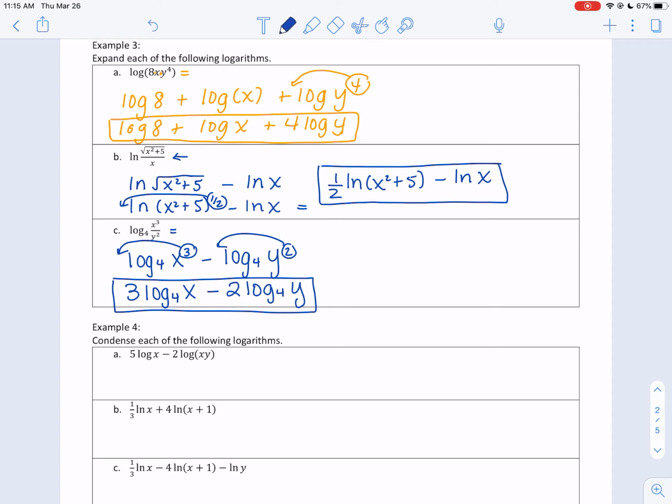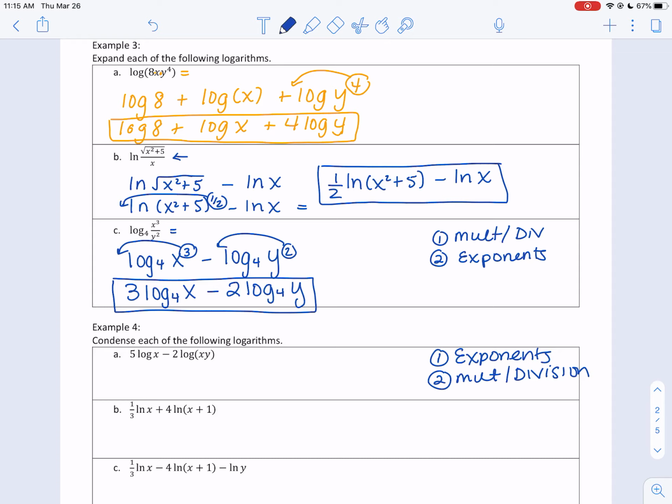What happens, though, when we want to go back in the opposite direction? What happens when we have it expanded and we want to go back? Remember, we were saying, let's deal with any multiplication or division first, and then we dealt with any exponents. Well, when we're going to do condensing, we're actually going to want to do it in the opposite direction. We're actually going to first want to deal with our exponents, and then we're going to want to deal with any multiplication or division that we see going on.